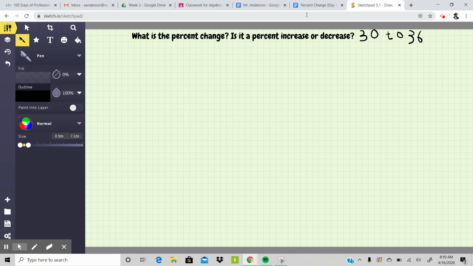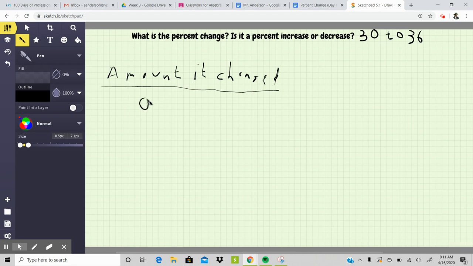And so to figure out a percent change, you take the amount it changed. Sorry, that's terrible handwriting. That says amount it changed over the original. Let me just undo some of that. That's pretty bad. Original.